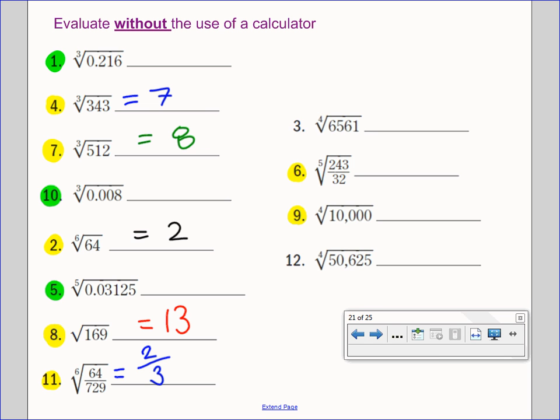All right, number 6. What's the 5th root of 243 over 32? What's the 5th root of that? Luke? Raise your hand if you had 3 over 2. 3/2 is correct. Good job, you guys. What's the 4th root of 10,000? Brady? 10. Nice job. Raise your hand if you had 10. Awesome. So you guys are good with perfect nth powers.